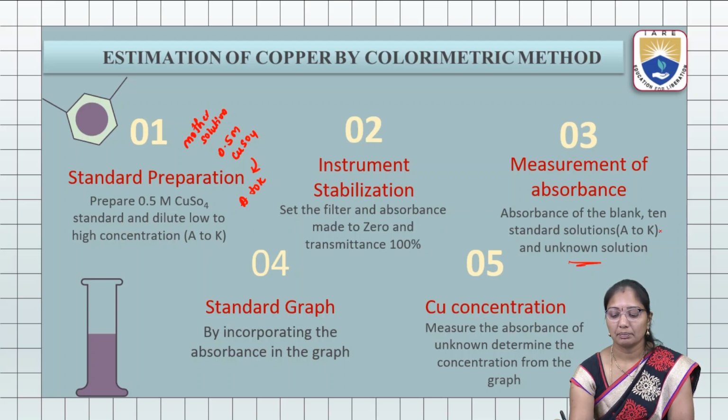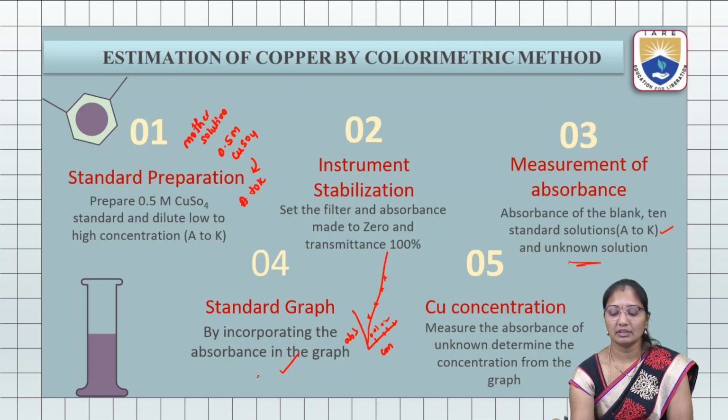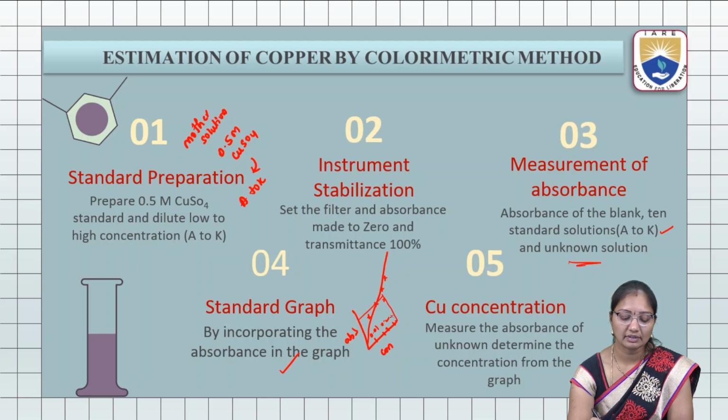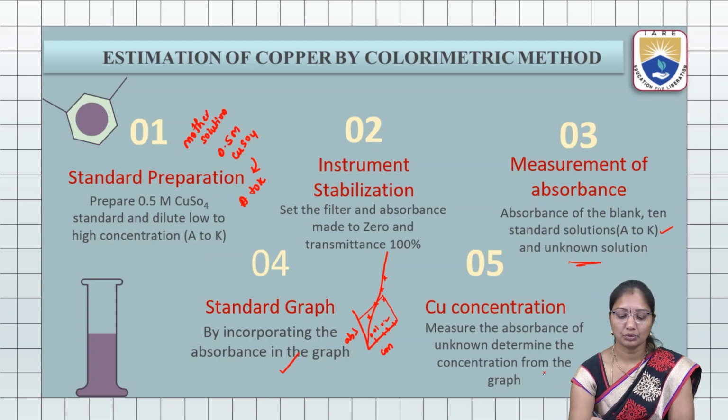Then, by taking the readings of the standards, we have to plot a graph. A graph is plotted with absorbance and concentration. If we are getting absorbance readings like 0.01, 0.02, we have to plot a graph using these readings. Then the unknown concentration of the solution is somewhere here. We have to correlate this and find the unknown concentration of the copper solution through the graph.